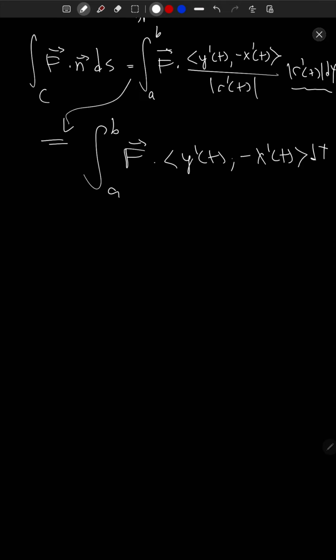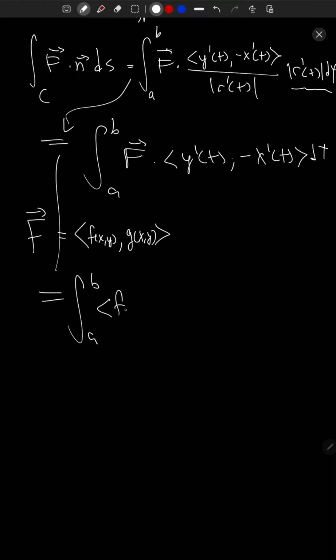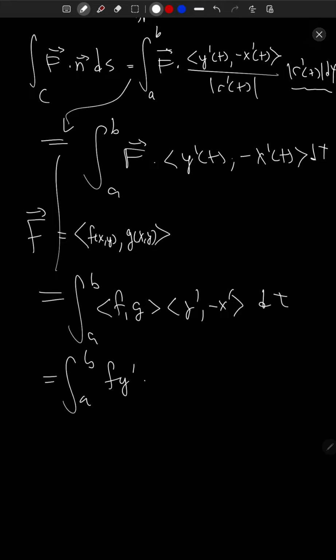And so if our F, just like in the previous situation, were F comma G, right? Again, let me emphasize, this is something that lives in the plane, right? We have an entire vector field on the plane. So this would be the integral from a to b of F comma G dot y prime comma minus x prime dt, which is the integral from a to b of F y prime minus G x prime dt, all right?